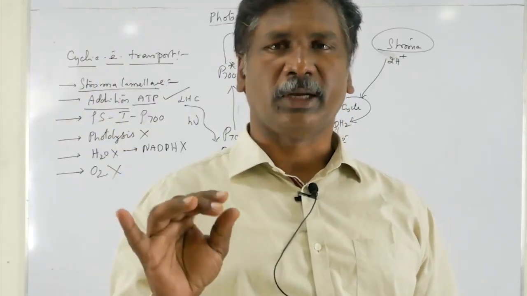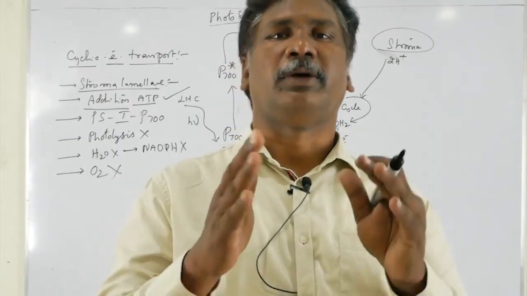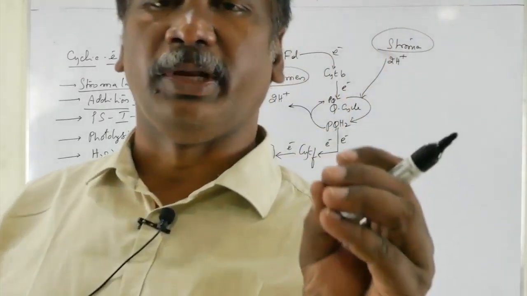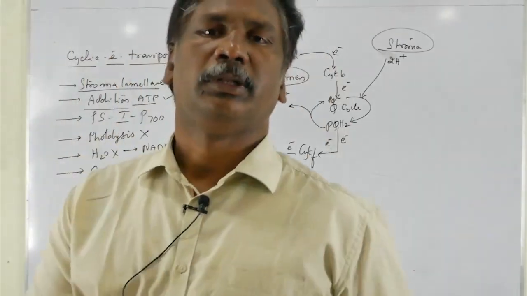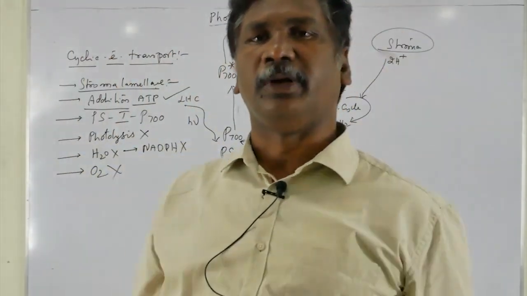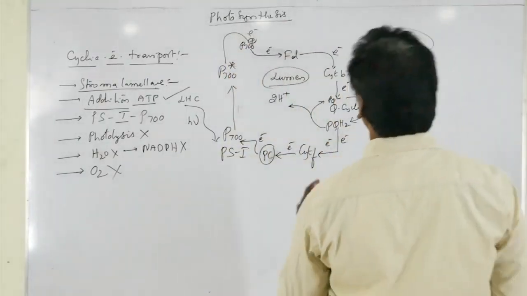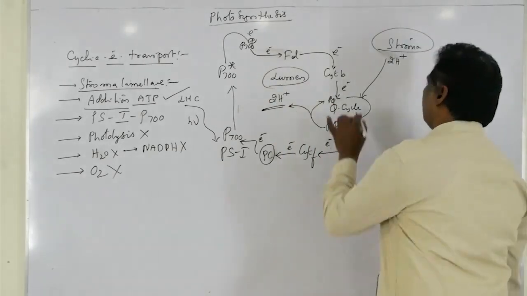Hence it is called cyclic electron transport. What is the benefit of the cyclic electron transport? The main important benefit of the cyclic electron transport is accumulation of the H plus within the lumen.